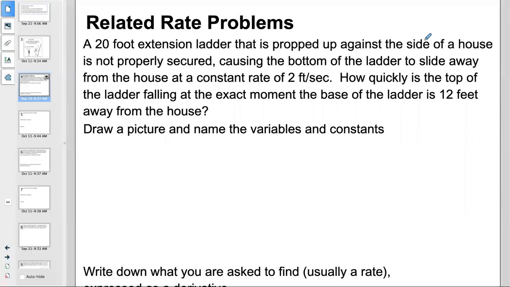Hey guys, welcome to Related Rates Day 2. Hopefully we have a decent idea of how to set these problems up and how implicit differentiation works with them. There are just a few more situations that come up pretty regularly in these problems.